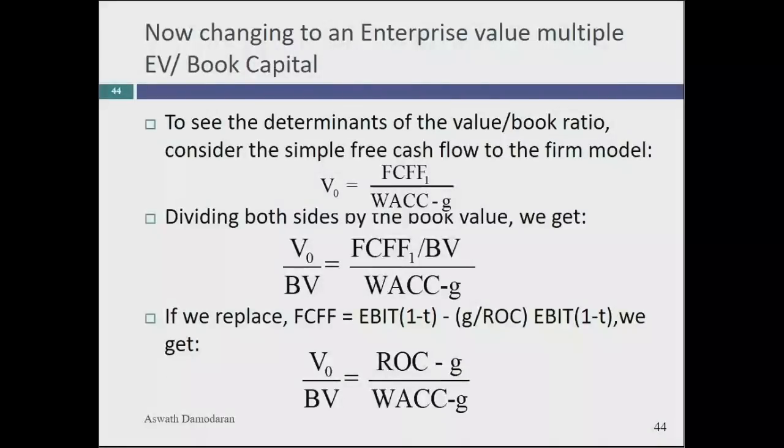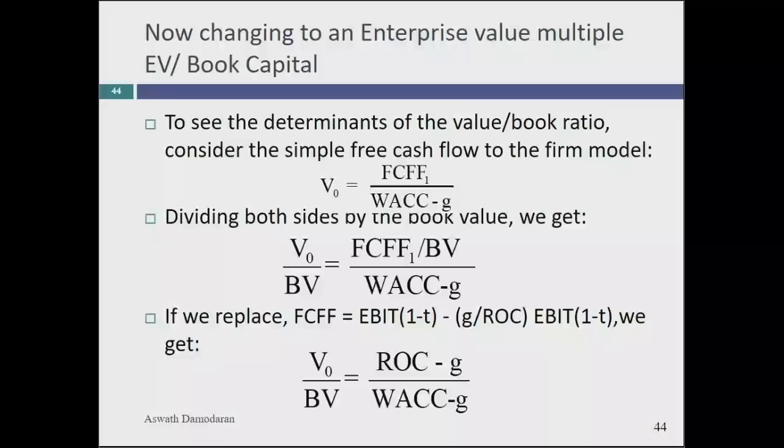Now, if I switch to an enterprise value multiple, just to show you the parallels here, price to book is an equity multiple, market value of equity divided by book value of equity. In an enterprise value to invested capital multiple, I'm just shifting everything to the enterprise. So in the numerator now, I have market value of equity plus debt minus cash, and in the denominator, book value. So basically, it's like a price to book ratio for the entire firm.